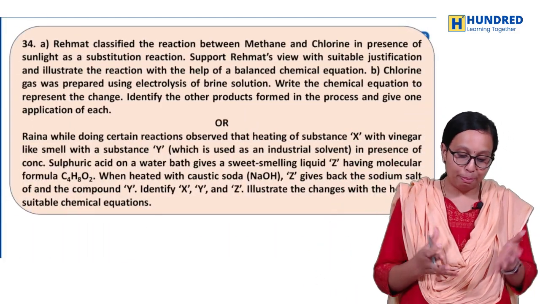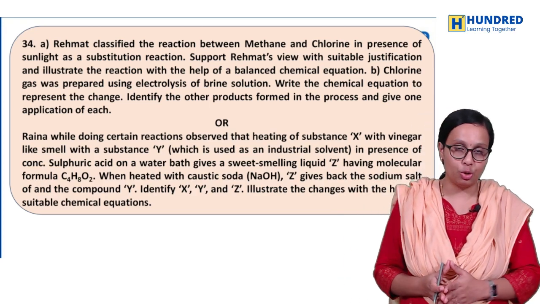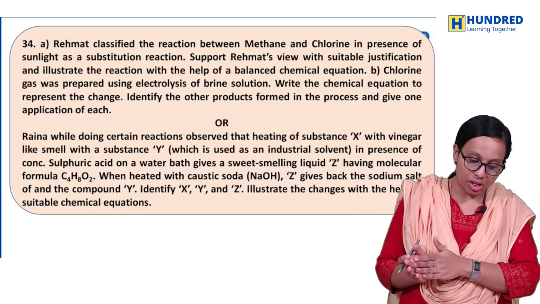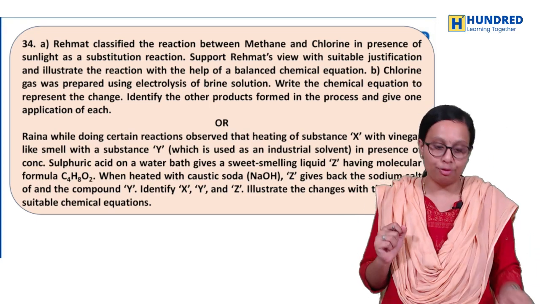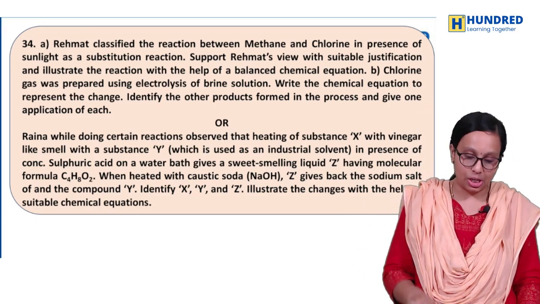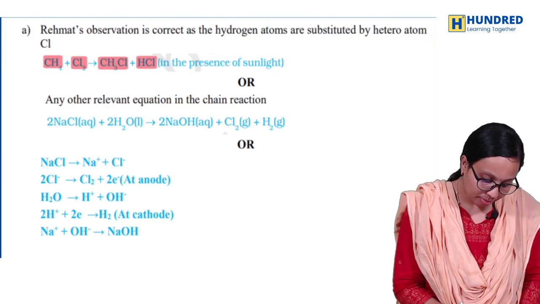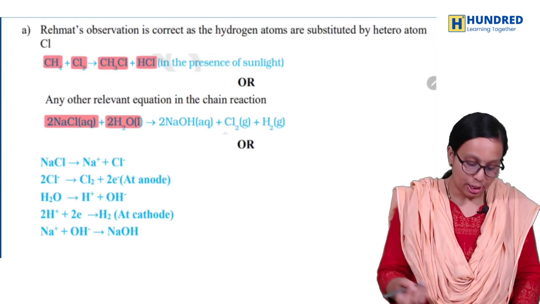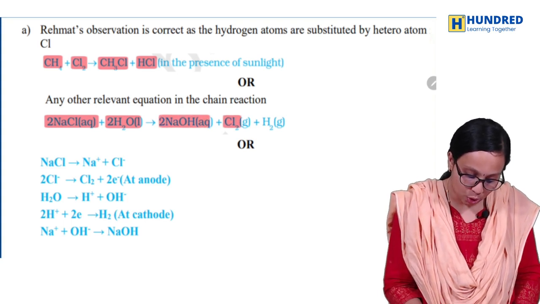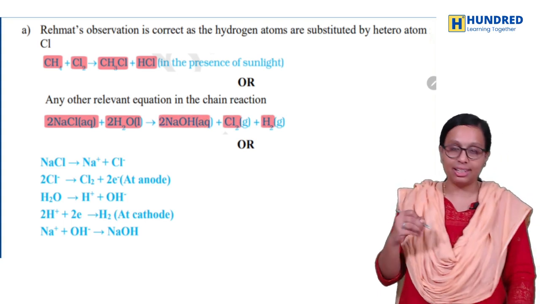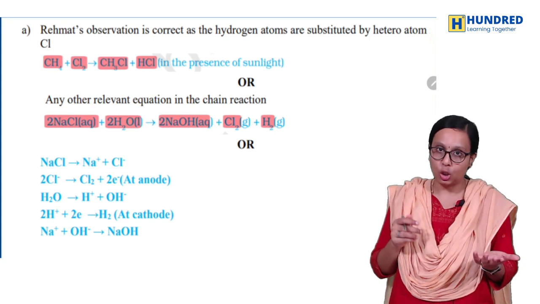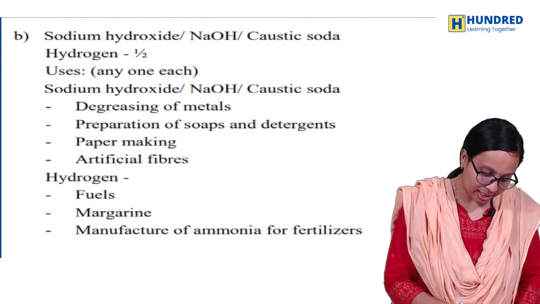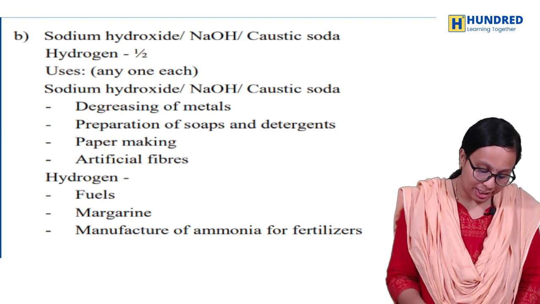Chlorine gas was prepared using electrolysis of brine solution. So in the brine solution you will get chlorine gas. Write the chemical equation, identify the other products formed and also the application. Here if you take NaCl and water, that is the brine solution, you'll get sodium hydroxide plus chlorine plus hydrogen. So these are the other products that are formed with chlorine. They've asked for uses. The uses: you have sodium hydroxide, you have hydrogen. Any one use you can write.